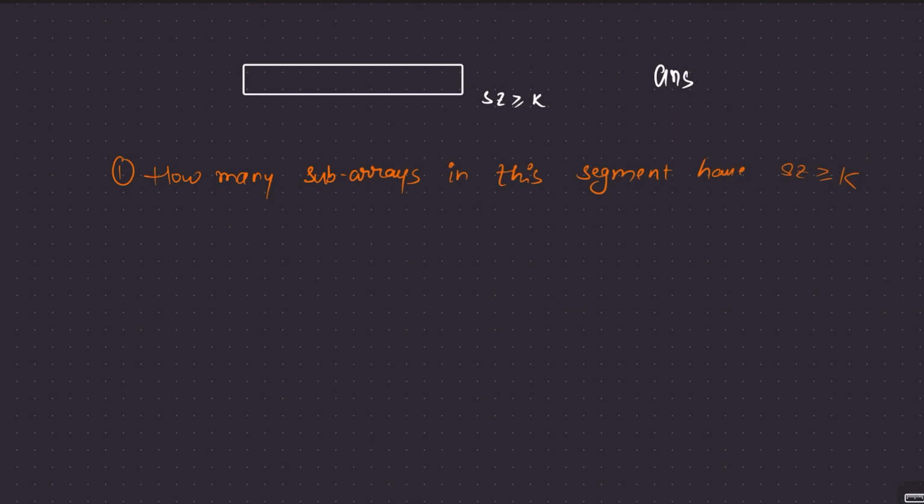That's an interesting question. So what we are after is the number of subarrays in a segment with size greater than or equal to k, and we know that this segment has size greater than or equal to k. Otherwise, we will not consider this segment. This segment is of no use to us, right? So how do you do it? First things first, let's think about the very basics.